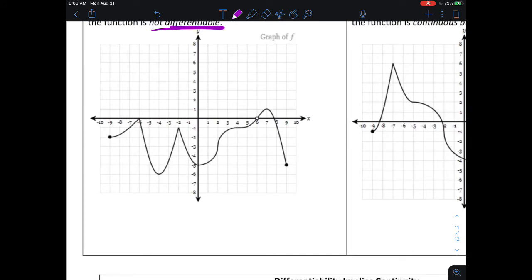I'm going to start with sharp turns, or corners. I have a corner at -6. I have a corner at -2. And those are my two sharp turns. So we'll write: sharp turns indicate a lack of differentiability at x equals -6 and x equals -2.